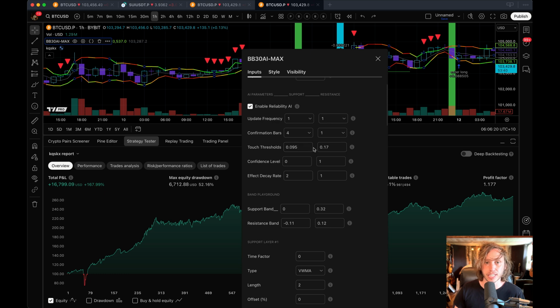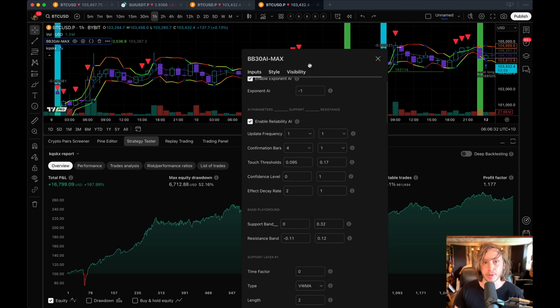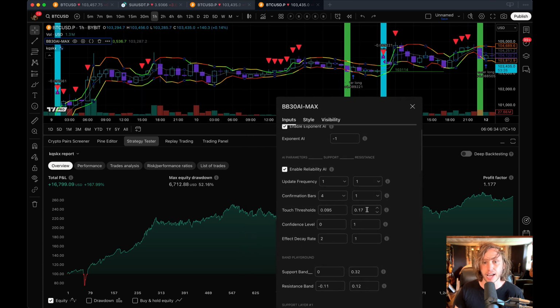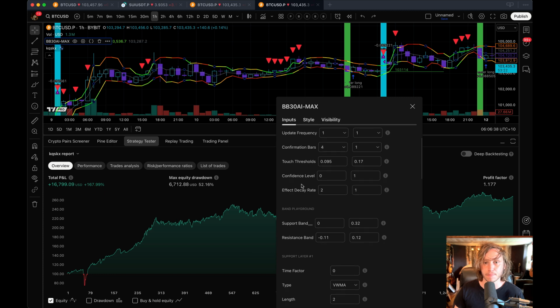So I generally tend to keep it fairly low, not going too high, because you want price to be actually interacting with the bands. On the resistance, because this is a long strategy, I tend to make that a little bit more lenient and a little bit higher. But you can go through and make it smaller or bigger, and just choose for yourself what settings you want to put that on.